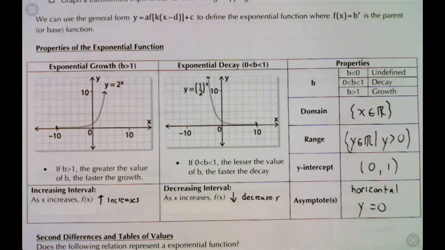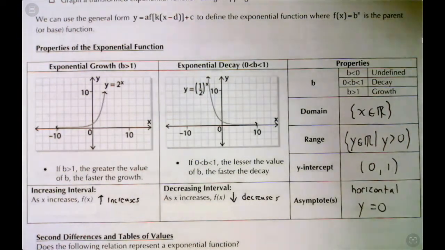All right, so there's our properties of our two base functions, and as I said, in 4.6, we'll do some transformations of those graphs. The second purpose of this lesson is to show how we can look at a table of values and determine whether a function is exponential.